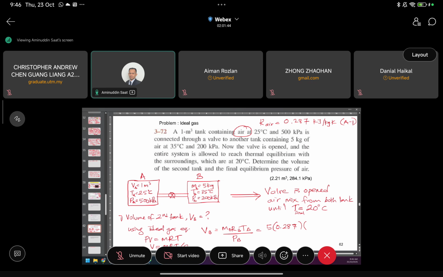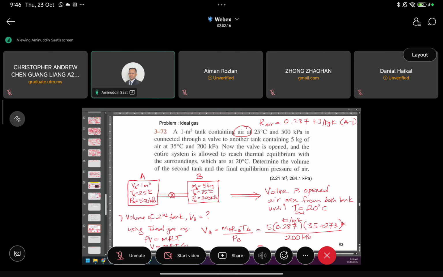Remember you must put in Kelvin, 35 plus 273, in order to convert into Kelvin. Divided by PB, which is 200 kilopascal. Why? Because this is in kilojoule per kilogram Kelvin, so I maintain the pressure in kilopascal. So kilo and kilo, everything will be cancelled out.